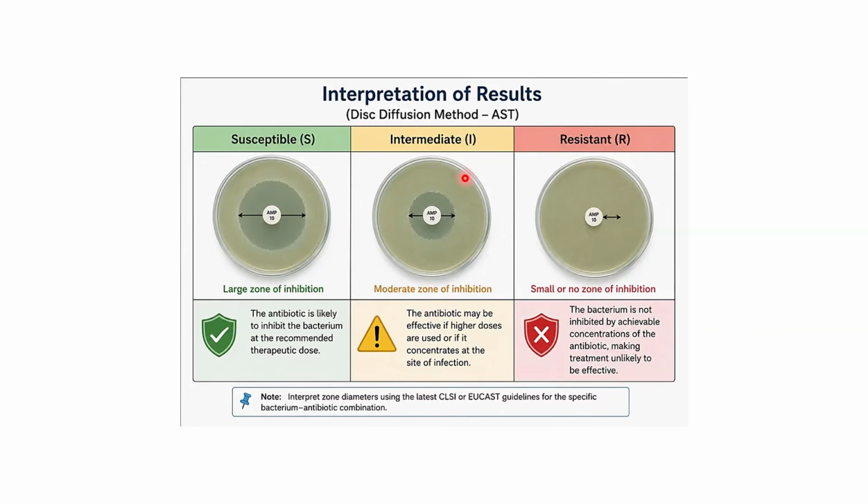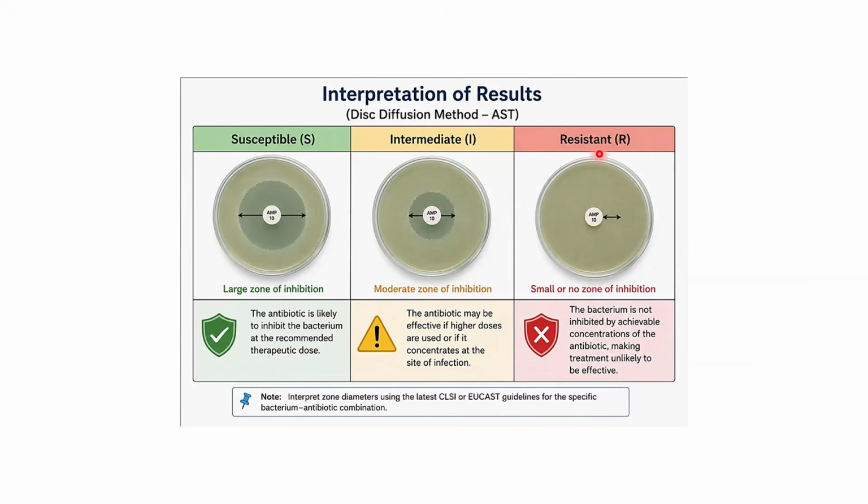And the result, intermediate, means the antibiotic used may be effective if higher doses are used or if it concentrates at the site of infection. And the organisms here usually produce a moderate zone of inhibition around the antibiotics.